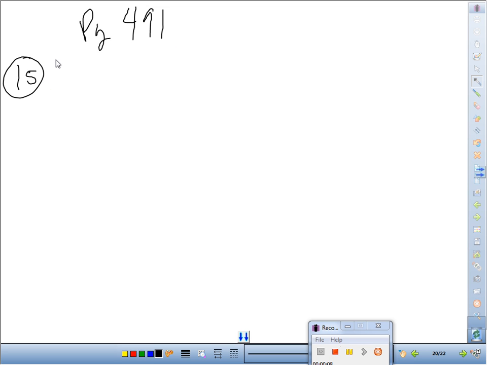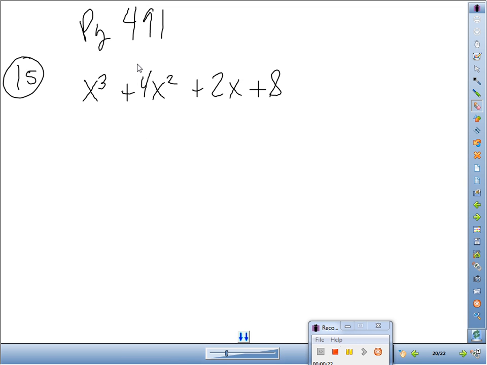So this is from page 491, and I'm going to start with number 15. And we got x cubed plus 4x squared plus 2x plus 8. Let me change that, it looks kind of ugly. Okay.